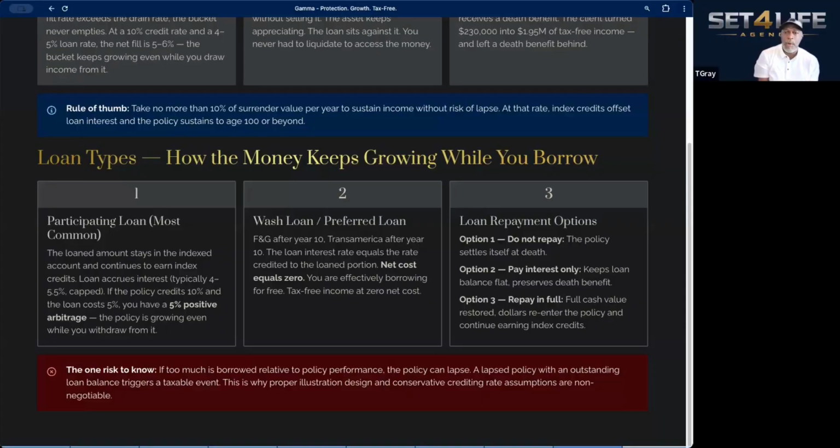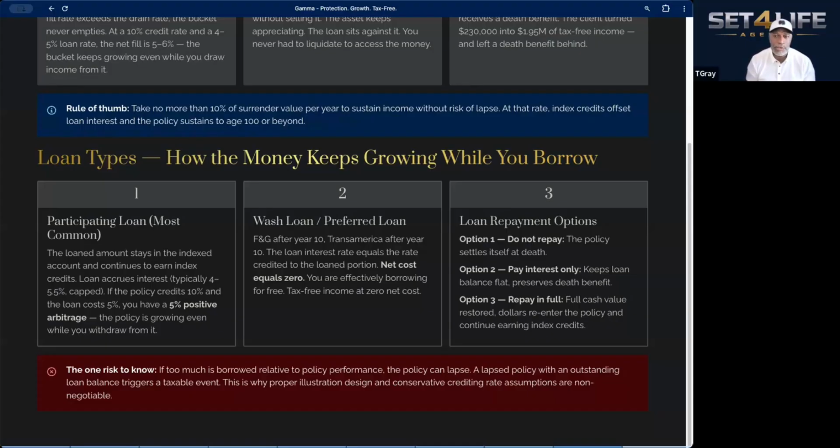But what if you do have to repay this loan? That's one of the questions. Well, you have 3 options. Number 1, don't repay the loan. And here's what happens. The policy settles itself at death, right? The insurance company will pay themselves back out of the death benefit and whatever's left over is paid to your family.